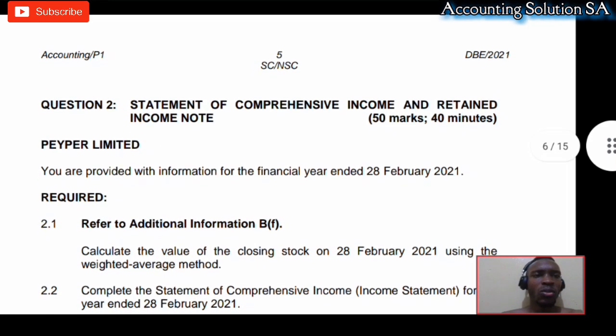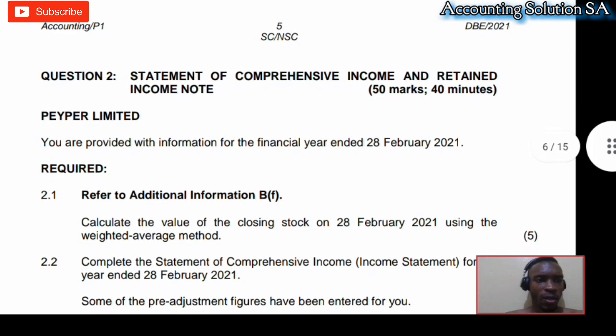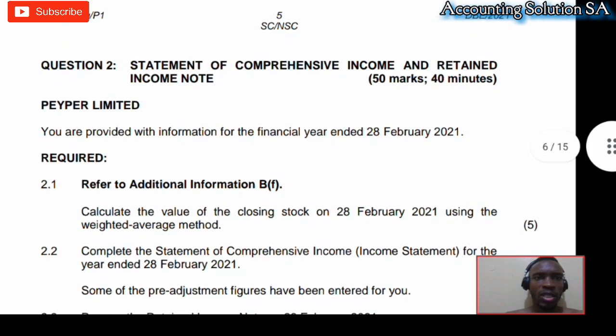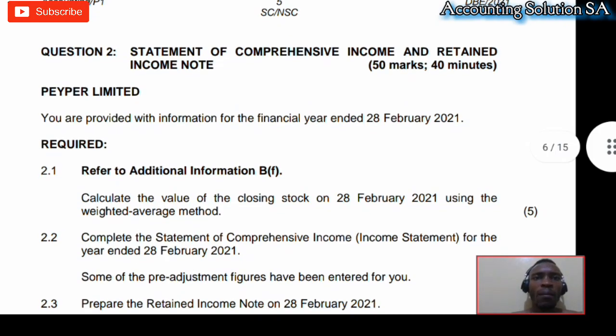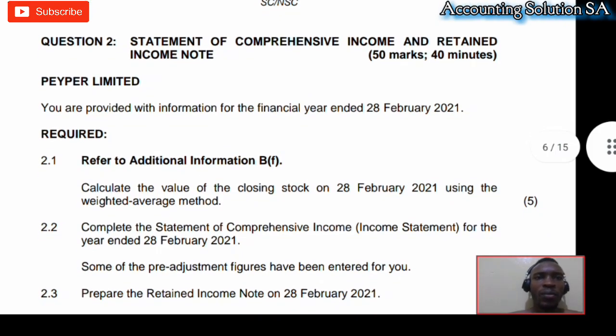That's a little theory that you have to know, guys, when it comes to financial statements. Okay, question 2, they said a statement of comprehensive income and retained income note. It's 50 marks. So this is the question that I was talking about for income statement.